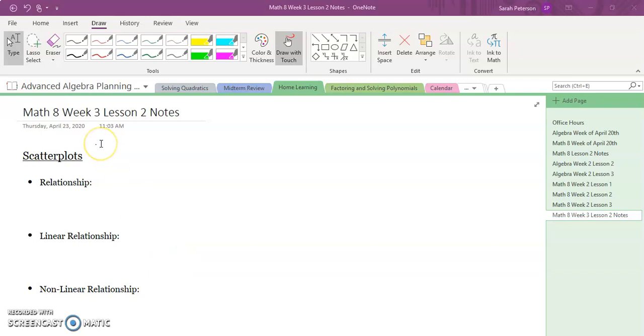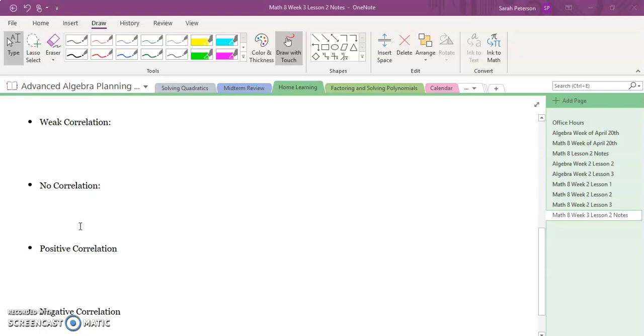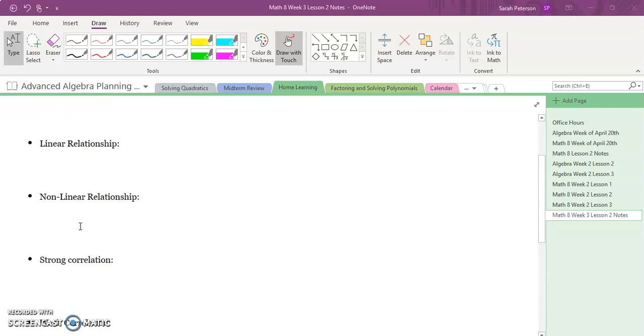Okay, so in this lesson you're going to learn about scatter plots and the relationship and how you would describe it. Last lesson you should have learned how to make a scatter plot and what they mean. In this lesson you're going to learn how to describe scatter plots. When you look at a scatter plot, these are all of the things you can use to describe what a scatter plot looks like.